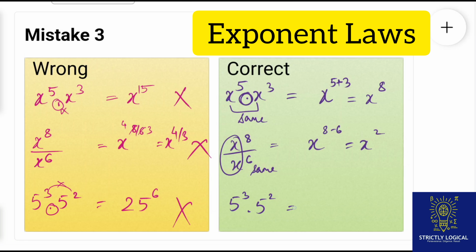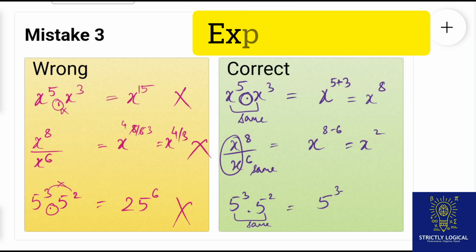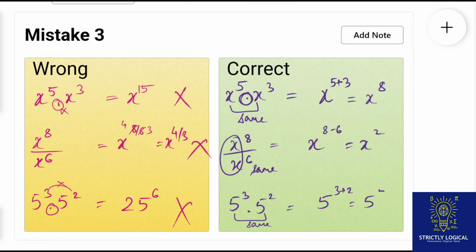The last one, 5 cube into 5 square. Here again we have the same base, 5. That is why powers will get added to each other. So it will give us the answer as 5 to the power 5.